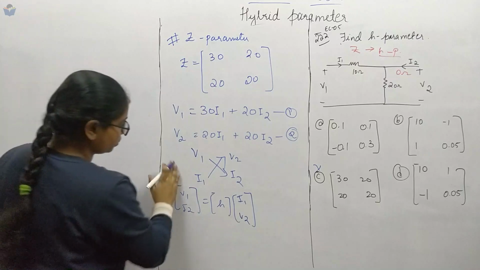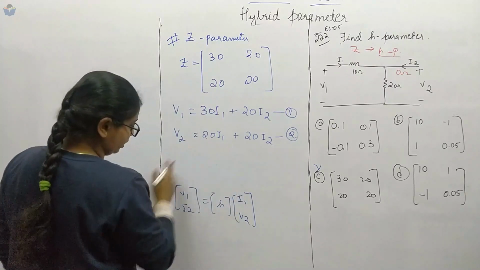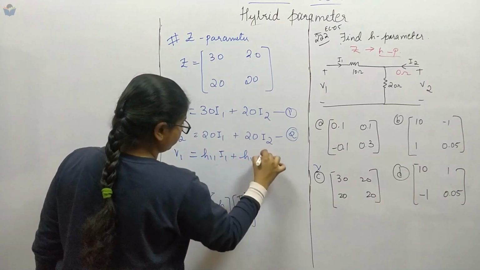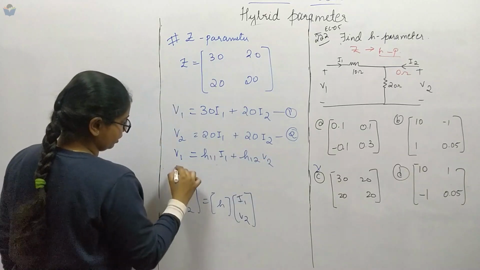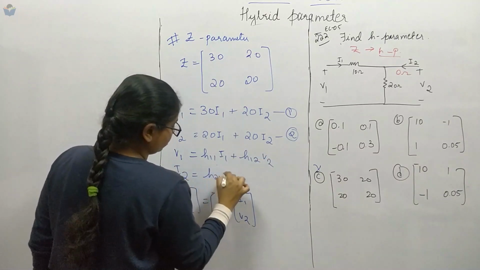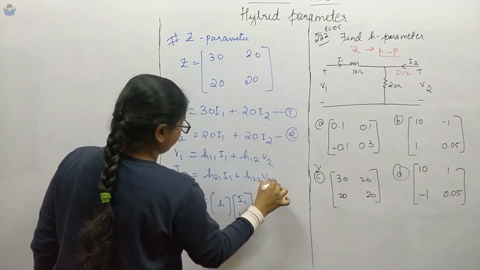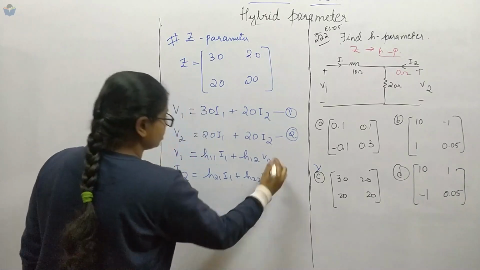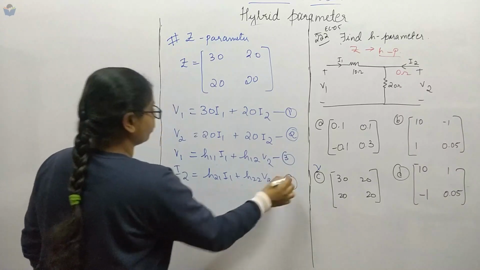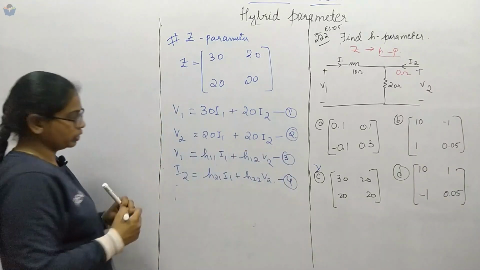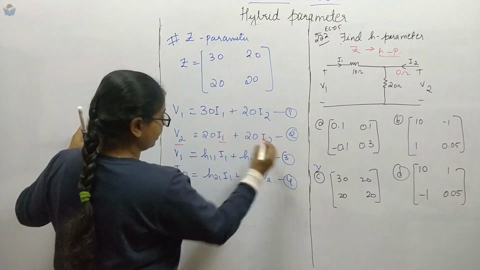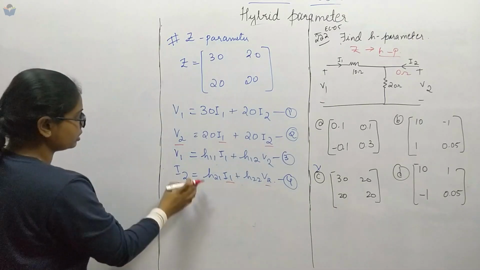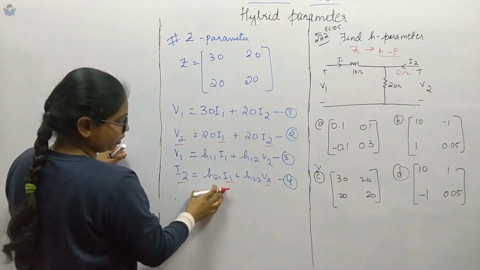Now the equations for this are: V1 is equal to H11 I1 plus H12 V2. Next, I2 is equal to H21 I1 plus H22 V2. I will rub this out, it is not required now. This is equation number 3 and this is equation number 4. Now observe equation number 2. You have got V2, I1, I2. Here also you have got I1, I2 and V2, right?